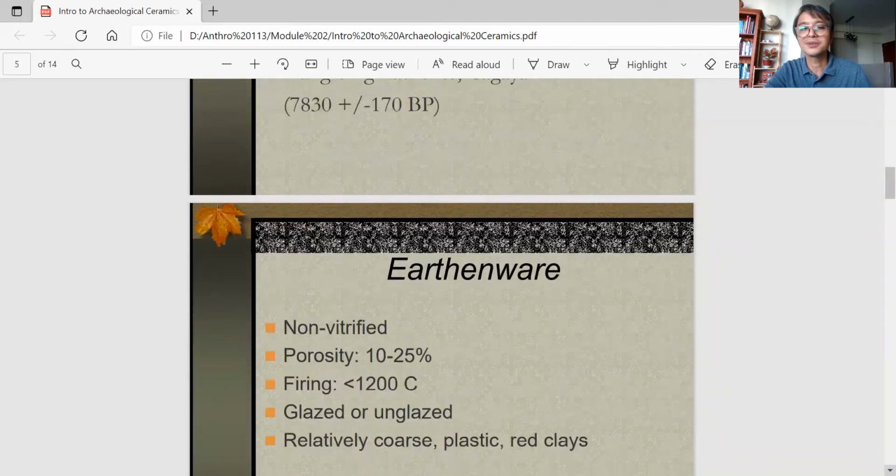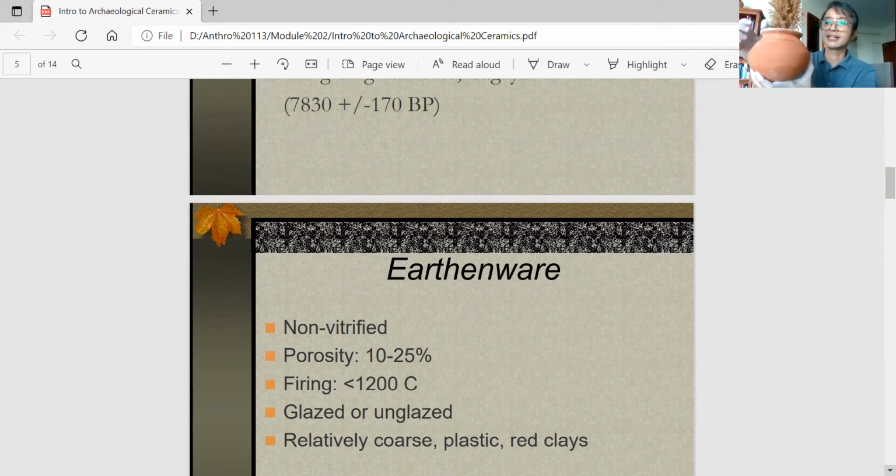So let's go now to the three major types of ceramics that we find in archaeological contexts. First of all, we have earthenware. So what are the three? Earthenware, the first, and then stoneware, and then porcelainware. The first to appear is earthenware. So an example of earthenware would be this vessel.